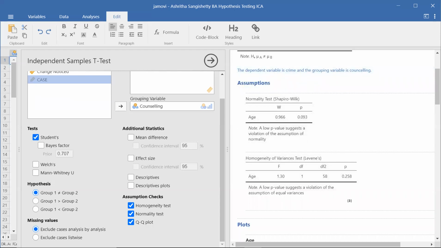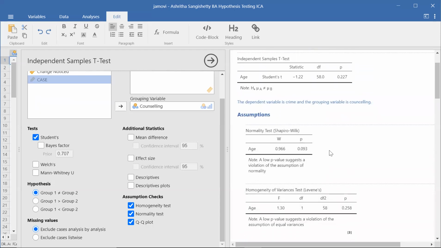And now the normality test, or the Shapiro-Wilk test. Here, if the p-value is greater than 0.05, it indicates that the data is normal. However, a value lower than 0.05 indicates that the data is not normal.